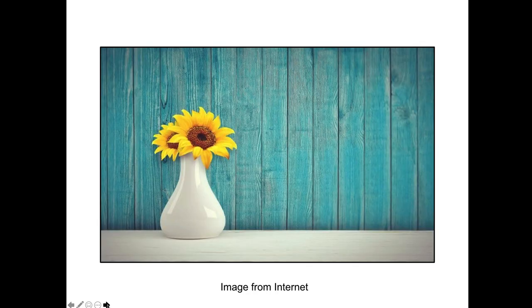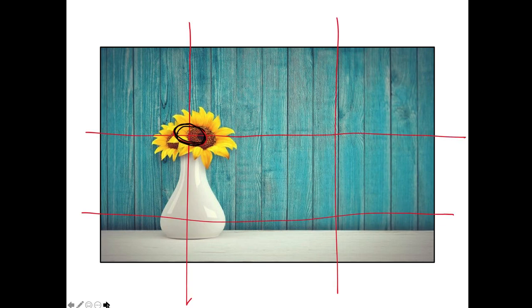Another image from the internet, some sunflowers in a vase. Again, the main focal point is the vase with the flowers. But also quite interestingly here across the bottom third, you can see that's taken up with a line across where the table is roughly.